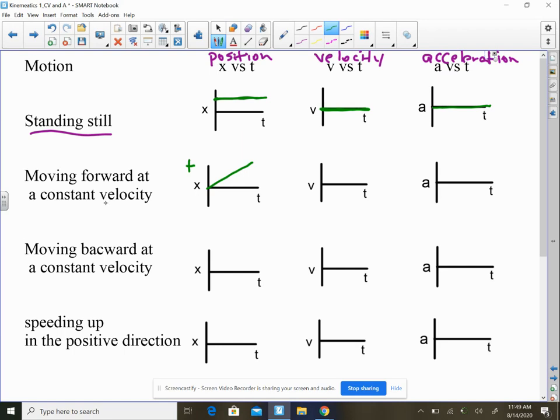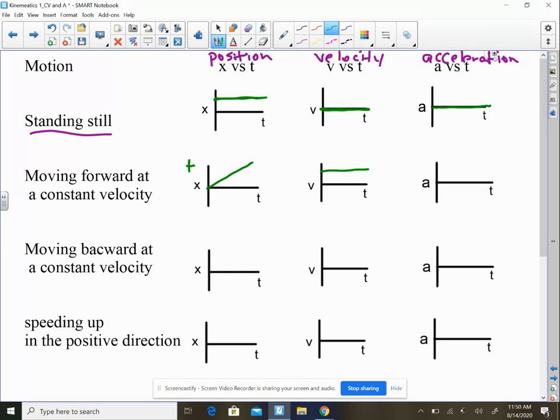Now, if it had a constant velocity, this velocity would be constant, and so it would have some kind of positive velocity. And where could we find the velocity? The velocity would come from the slope of this line. As you know from the buggy lab, the slope of this position time graph gives you the velocity.